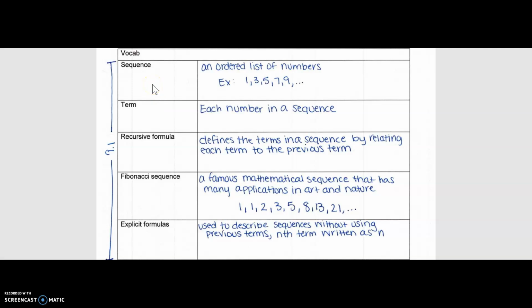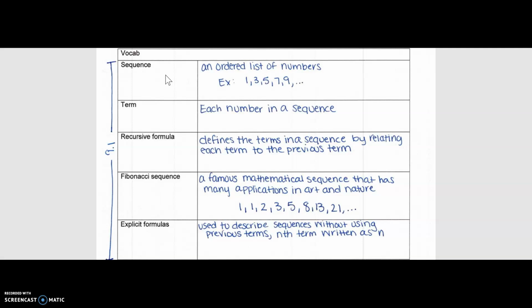So we are starting chapter 9, which is sequences and series. 9.1 is where we're going to start today, and it's just based on the patterns that we can find and see and how we can write formulas for them. So the first vocab word right here is sequence. And a sequence is an ordered list of numbers. So the example of 1, 3, 5, 7, 9. So that would be a sequence.